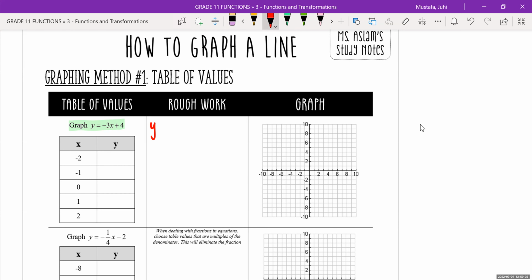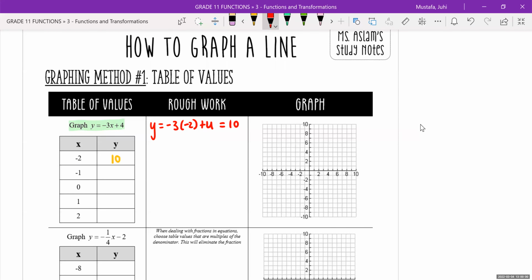So for the first one, y is equal to negative 3. And for the first part, our x is negative 2. So I'm going to plug in the negative 2 there, plus 4. And I'm just going to solve that. So negative 3 times negative 2 is 6. 6 plus 4 is 10. And that is what we're going to put under the y of our table of values.